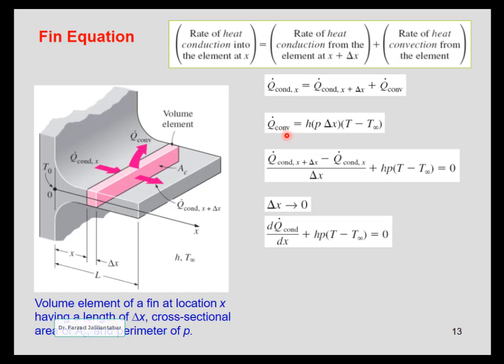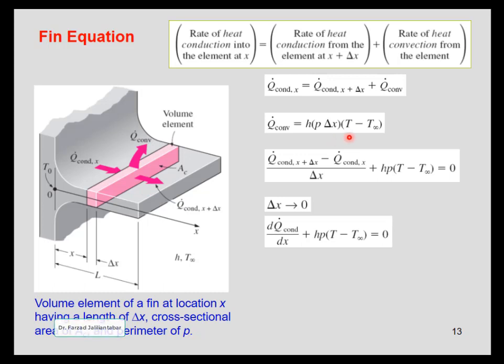As you may know from the previous session, the rate of heat transfer by convection for the element can be written like this: h is the convection heat transfer coefficient of the medium around this fin, P delta X is the surface area of heat transfer, the top of this element as you can see here, T is the temperature at the surface of the element, and T infinity is the temperature of the medium around the fin.